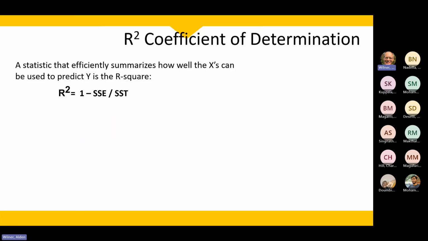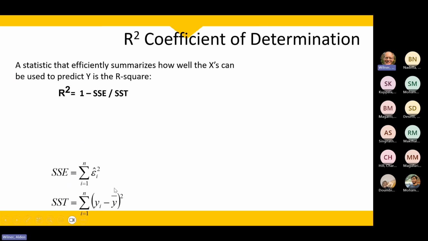R squared is our coefficient of determination. This is a single statistic that tells us how well our features can predict y. We'll use the R squared value: 1 minus the sum squared errors, or this is called the sum squared regression, divided by the sum squared total, and that's R squared.